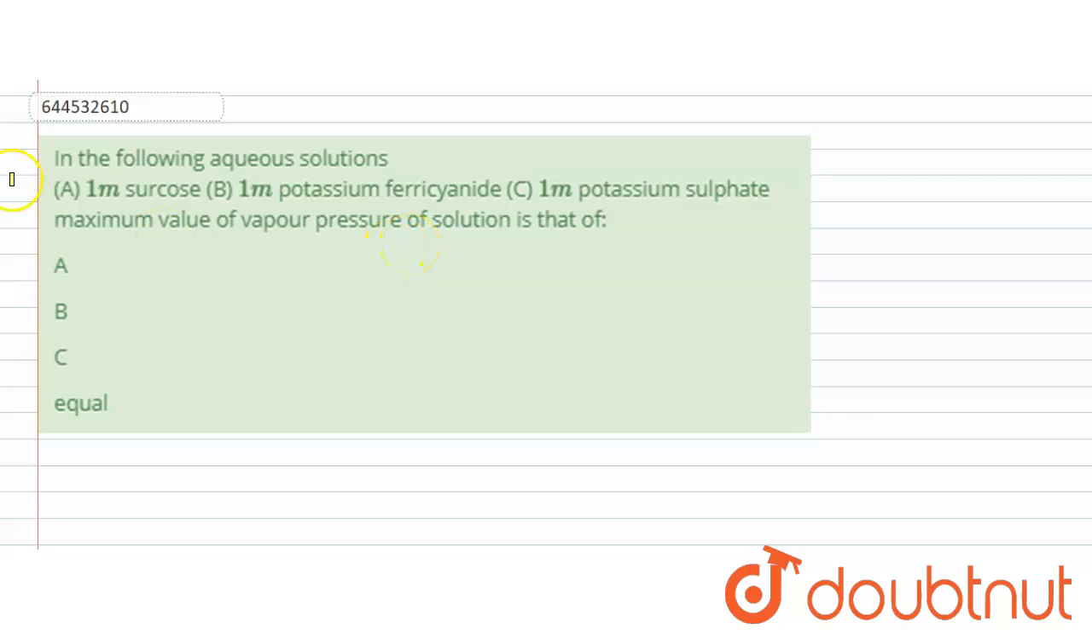Hello everyone. So let's see this question. In this question it is given that in the following aqueous solutions, 1 molar sucrose, 1 molar potassium ferricyanide and 1 molar potassium sulphate, you have to select that maximum value of vapor pressure of solution is that of. So you have to say in which of these solutions the maximum value of vapor pressure will be there.